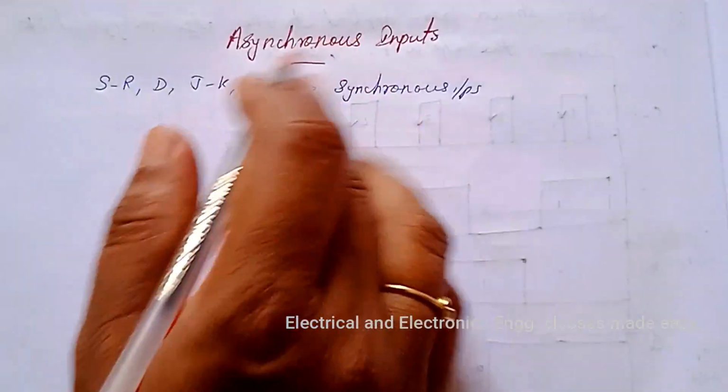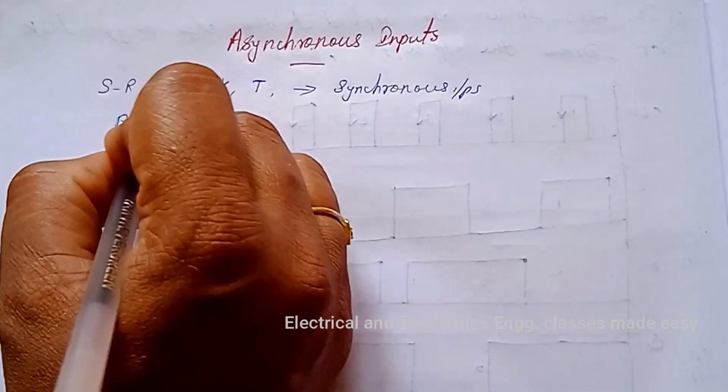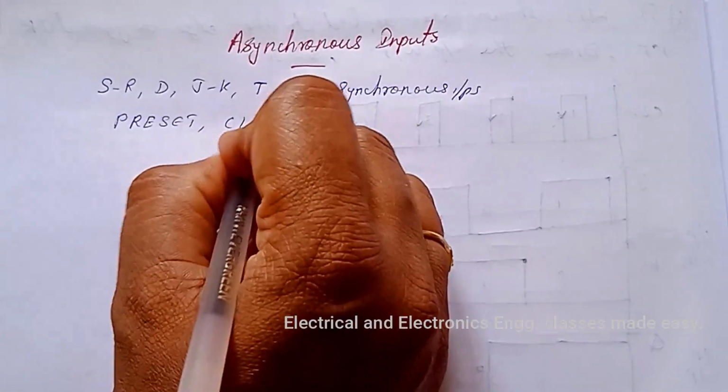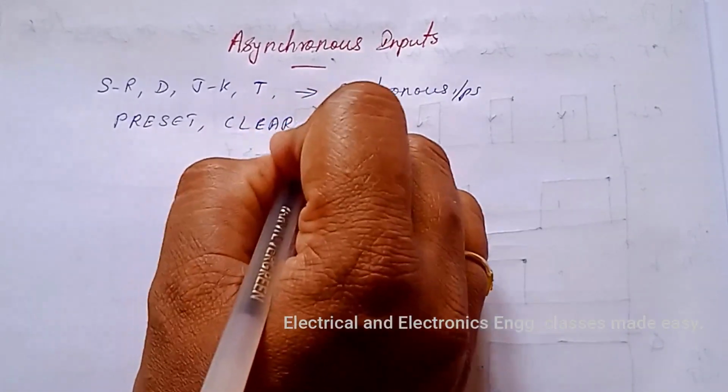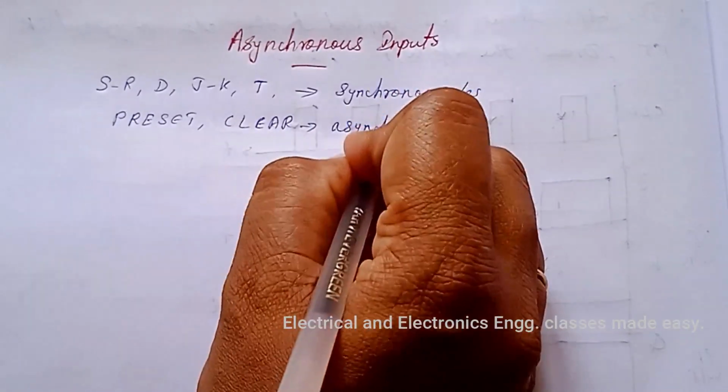And asynchronous inputs are preset and clear. Preset and clear are called asynchronous inputs.